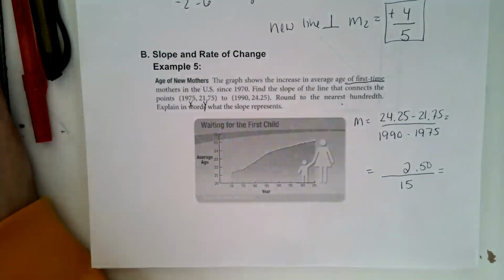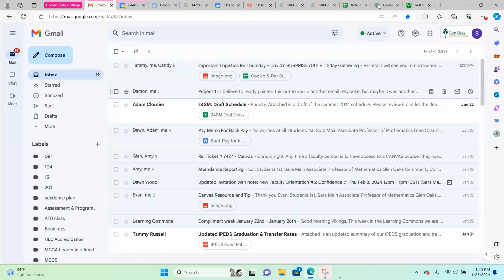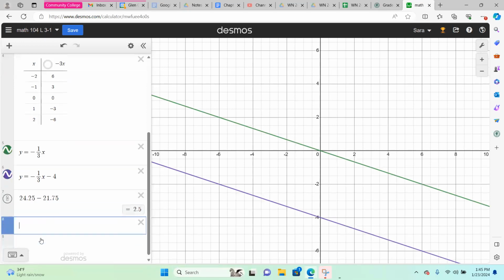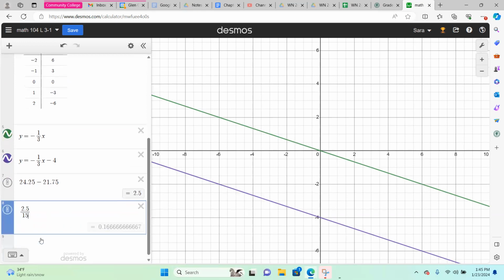So I'm going to share this and go to Desmos momentarily so that we can do this calculation here. So I'm at the bottom of the screen. I'm going to validate that 24.25 minus 21.75 is 2.5. Yep. And 2.5 divided by 15 is a decimal answer of 0.1666. I want this in fraction form. Notice over on the left in Desmos, it changes this for us to a fraction, which I like. So 1/6. So my slope is 1/6. So every 6 years, the average age increases by 1 year.